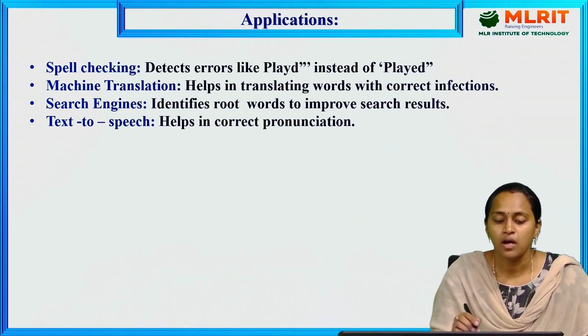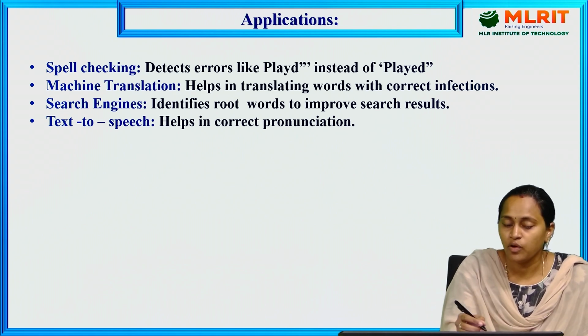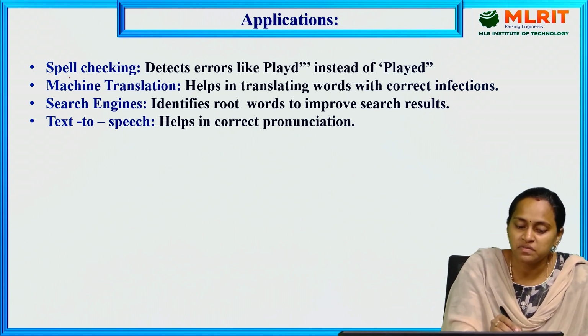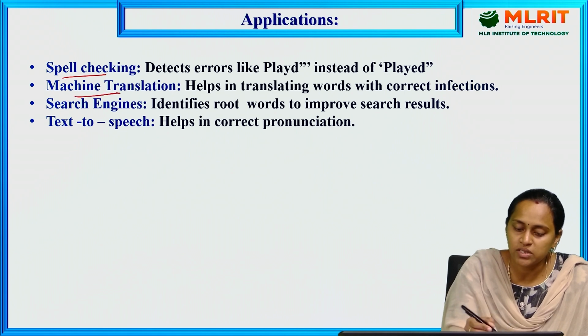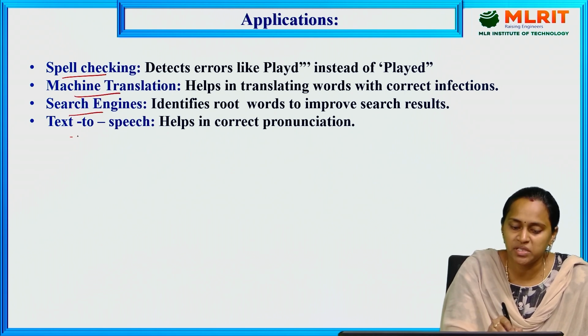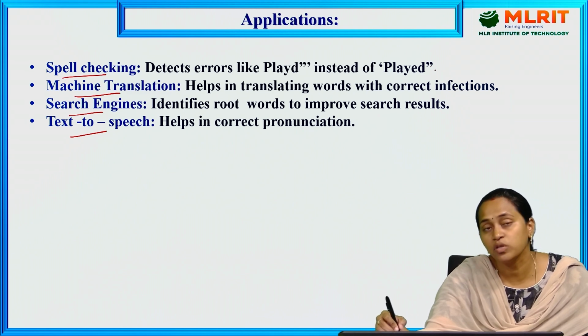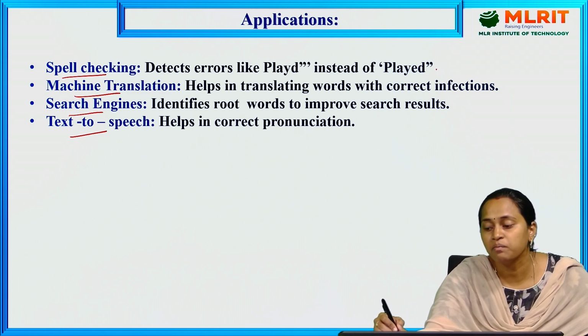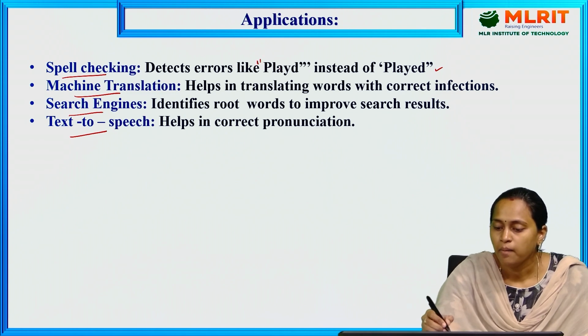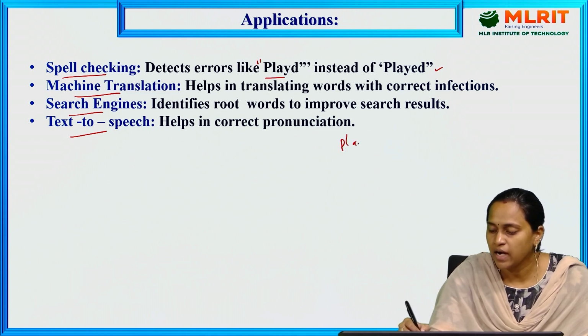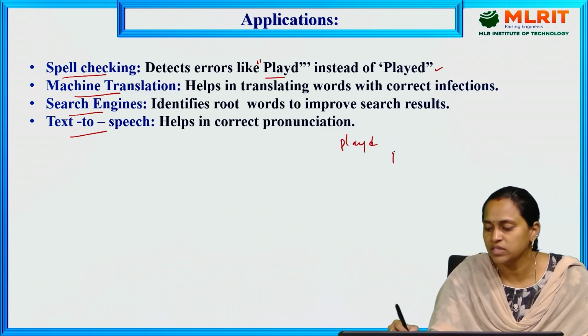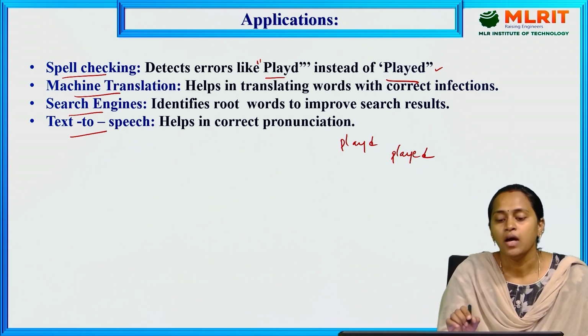Next, coming to the applications of morphological parsing. Here, what is the first one? Spell checking, machine translation, search engines, text to speech. What is the first one? Spell checking. That means by using morphological parsing, we can find out the incorrect words. Here, what is the incorrect word? Played, misspelled. But it identifies it is the incorrect word. What is the corrected word? Played. By using morphology, we can do spell checking also.